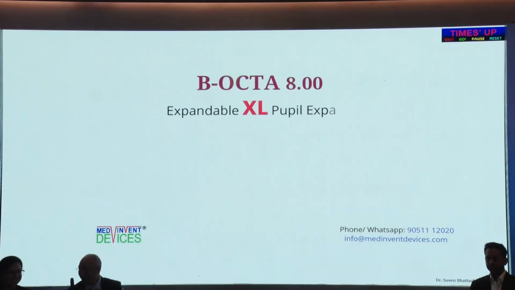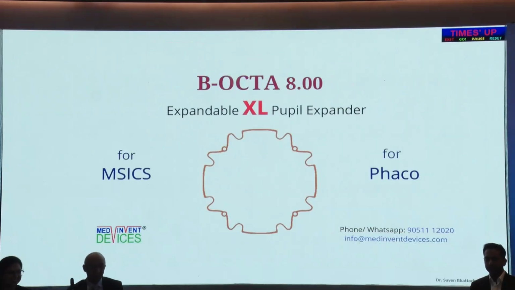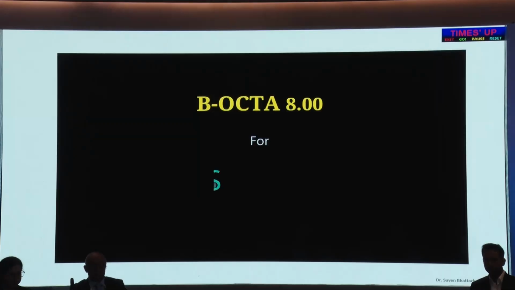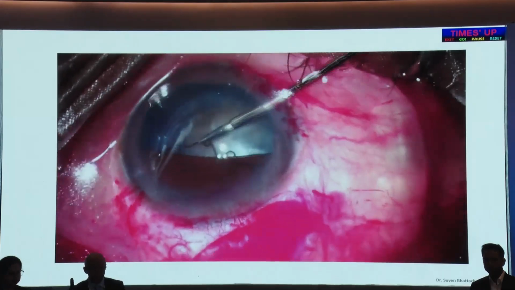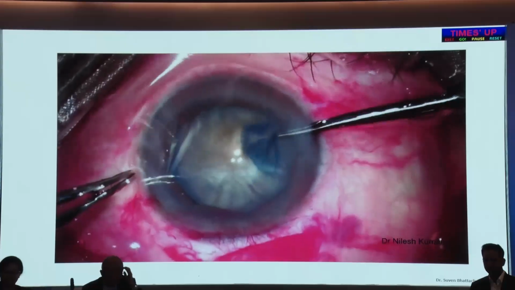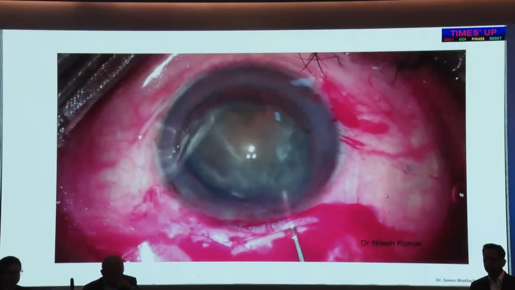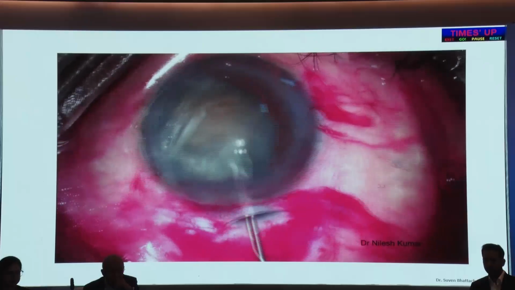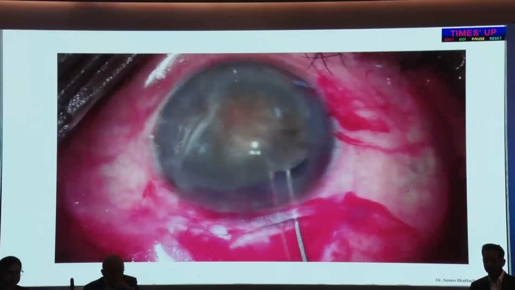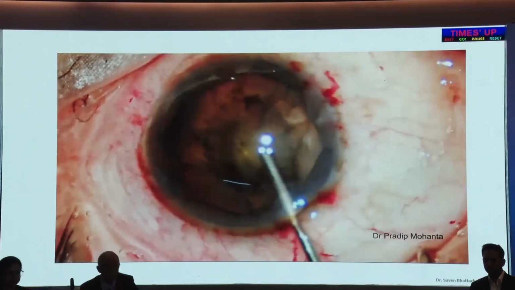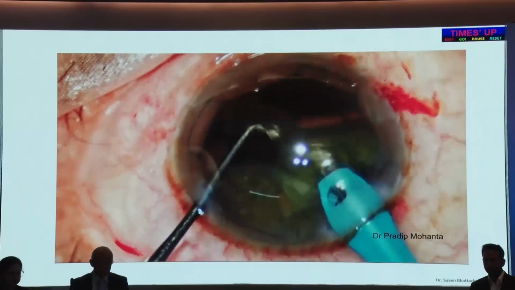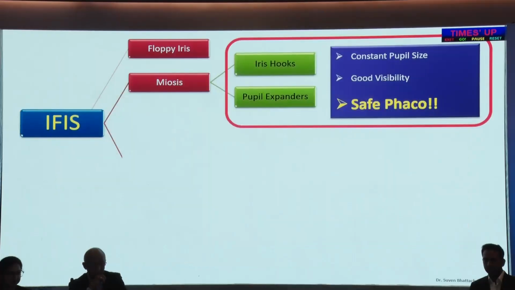The B-Octa is a newer device, and it's a large device meant for SICS as well as phaco, provides almost a 7.25 to 7.5 millimeter pupil. So that is a huge expansion. I'll just finish briefly, and that's the nucleus being prolapsed into the anterior chamber. Though this is on phaco in small people, a little bit of SICS over here. And as for phaco, well, yes, you can definitely, I showed you a few, so I'll skip that.